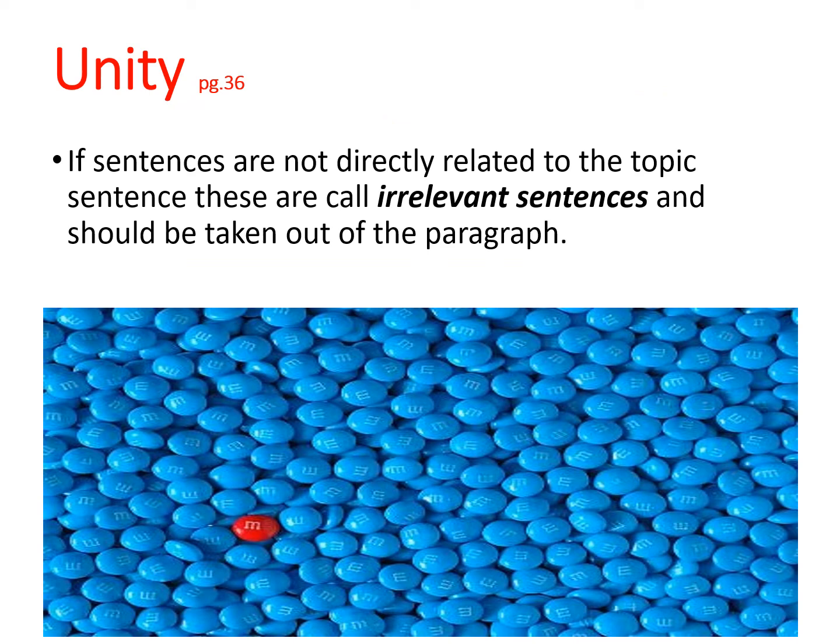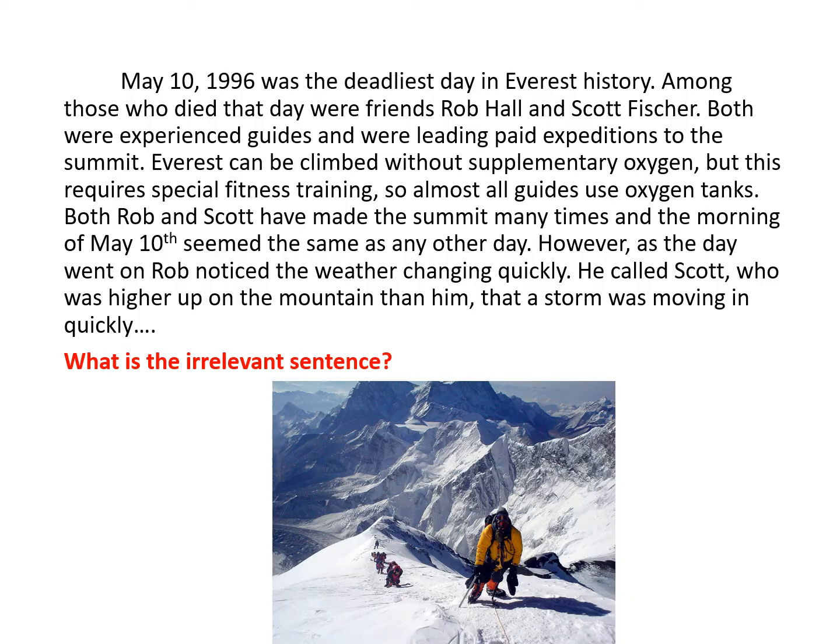So what is an irrelevant sentence? How do we know if something is not supposed to be in the paragraph? Well, it is something that's not directly related to the topic sentence. Oftentimes, these sentences are related to the main topic, but they're not related to the controlling idea. So it might be related, like if we're going to use the example of soccer again. It might be related to soccer, but it's not related to the controlling idea of the topic sentence in that particular paragraph. Let's go ahead and read through the first part of this paragraph to see if we can find an irrelevant sentence.